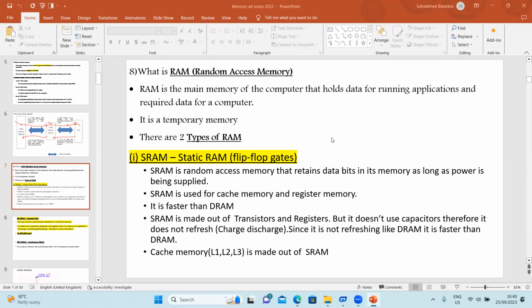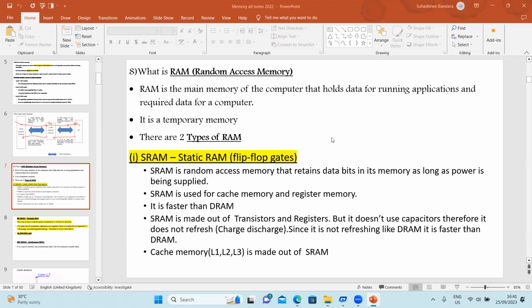Okay. Last week we discussed the cache memory. Today we are moving to the random access memory. Random access memory is what we call volatile memory. RAM is the main memory of the computer, and it holds the data for running applications required for the computer. While processing, we have to store the data in temporary memory.